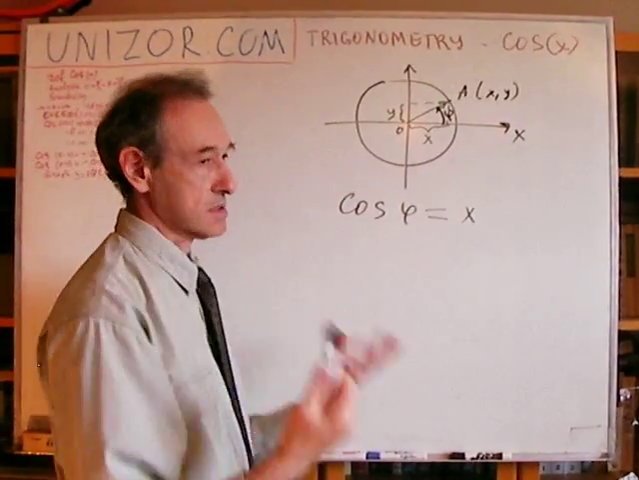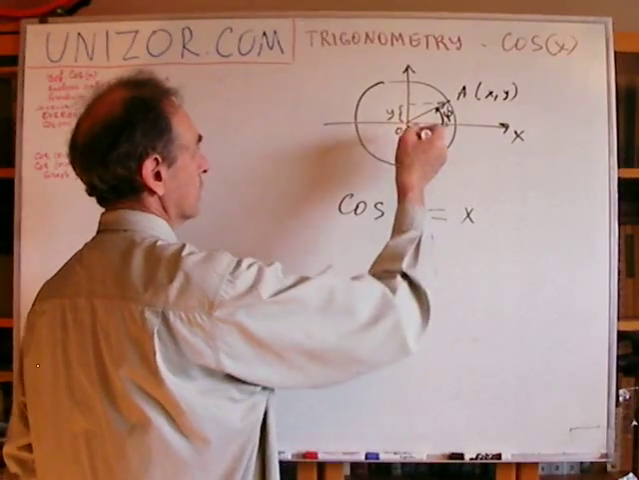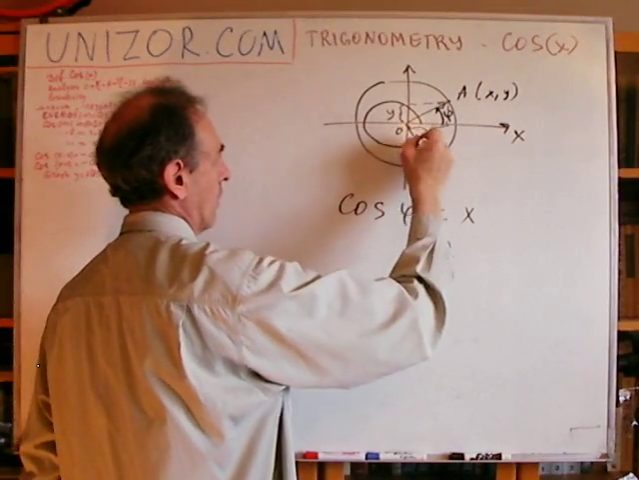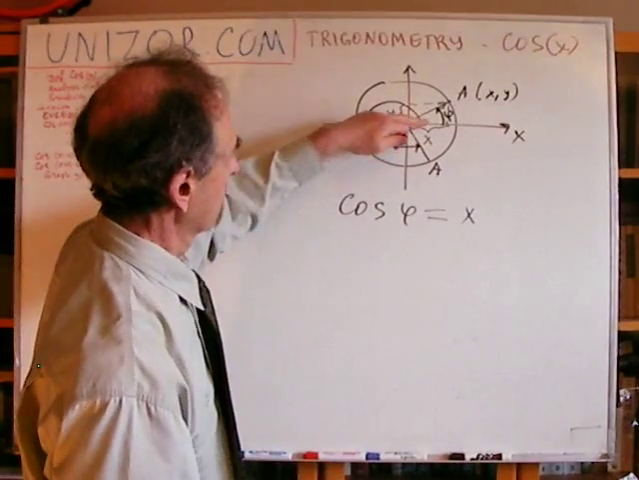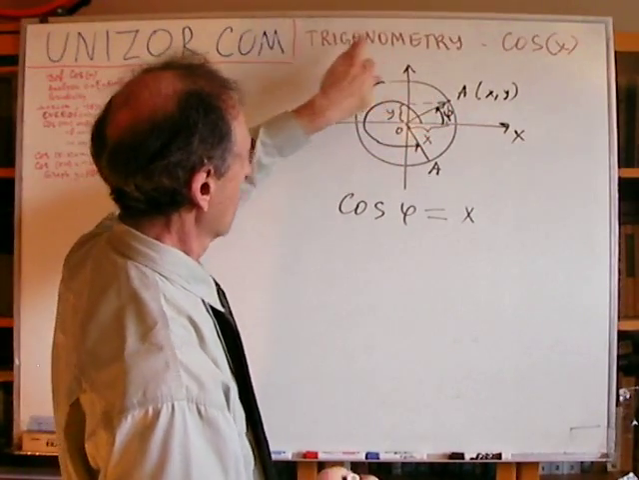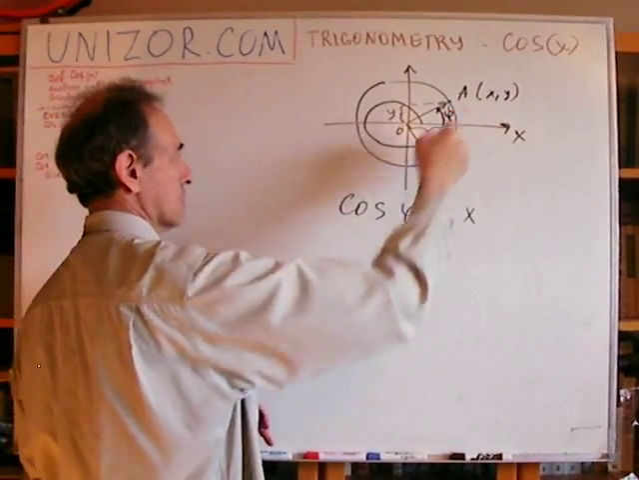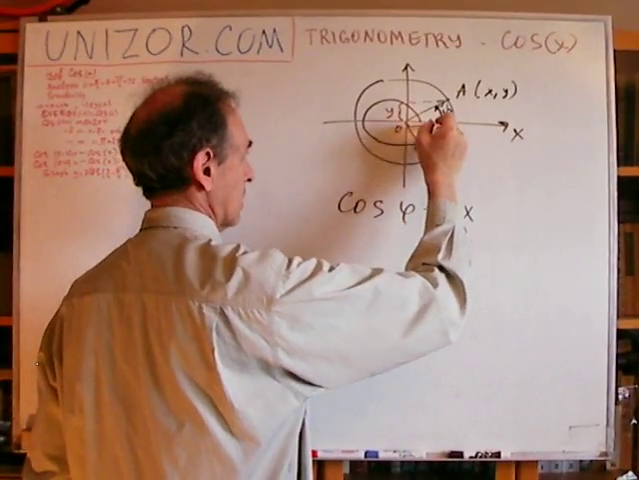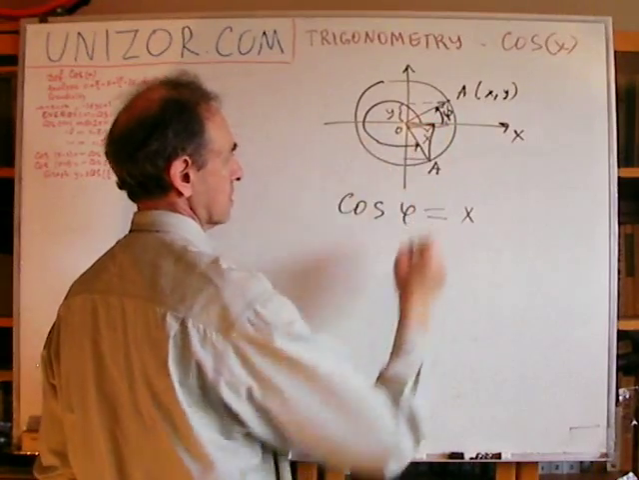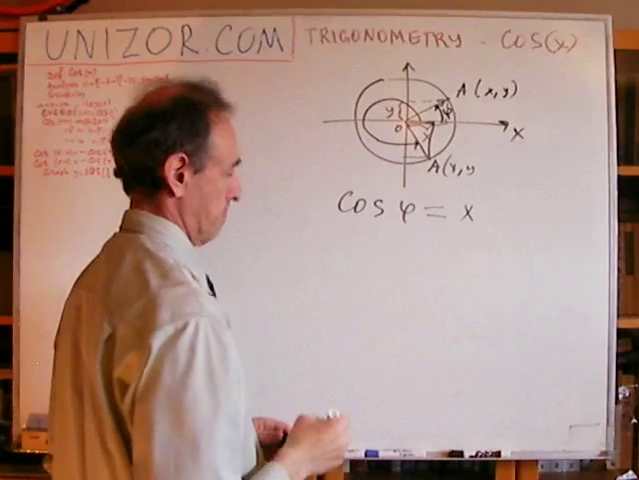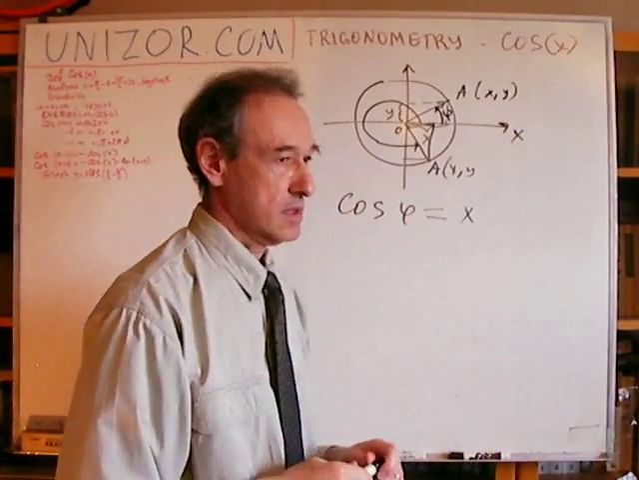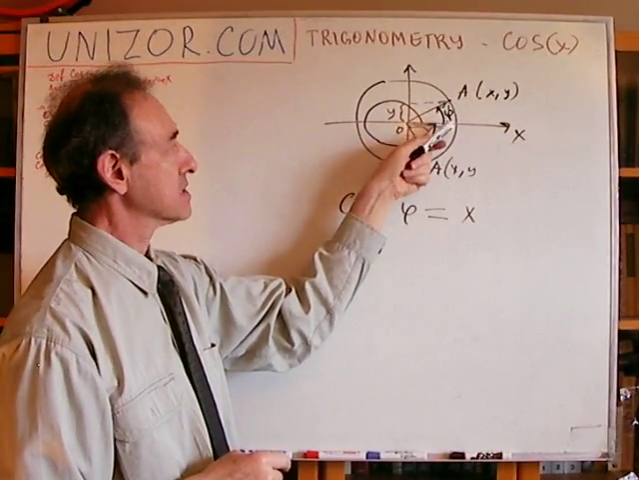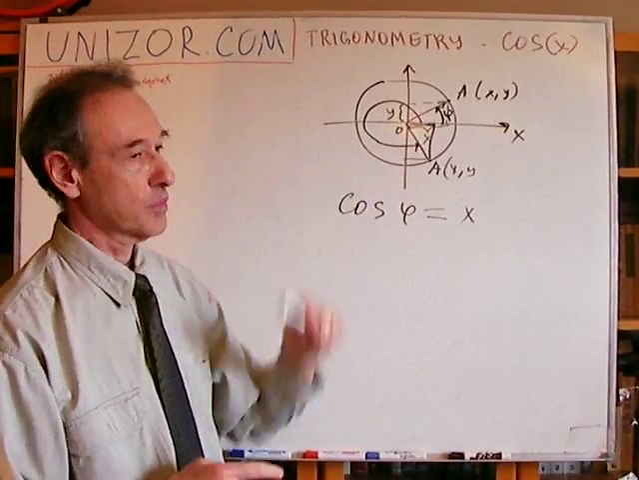But obviously, the definition doesn't depend on the fact that this is a right triangle. If you see this angle from over here, it's almost like a full circle, just a little bit less. The definition is still the same. We take the abscissa of this particular point. So the definition is the x-coordinate of the point which designates the angle we are talking about.